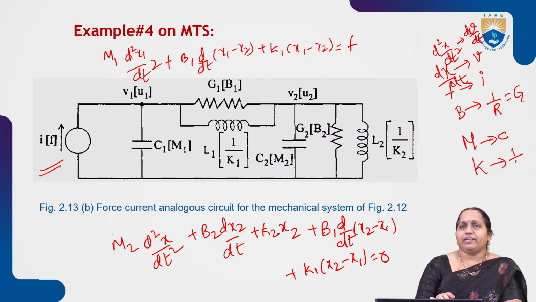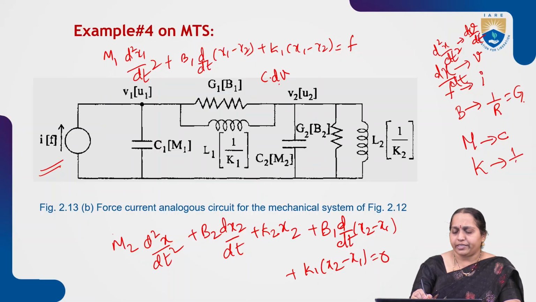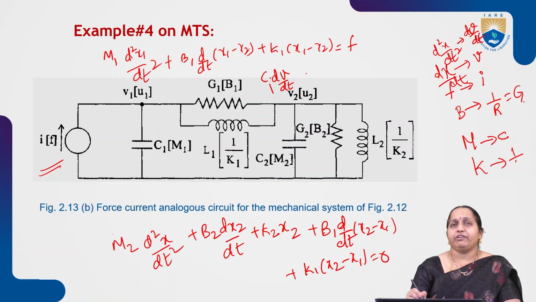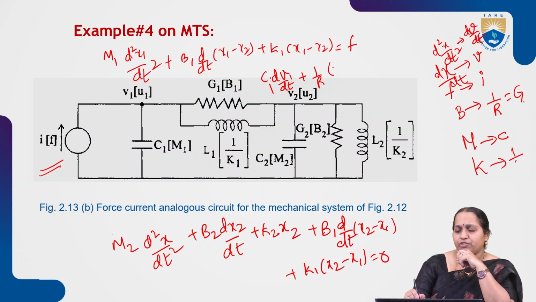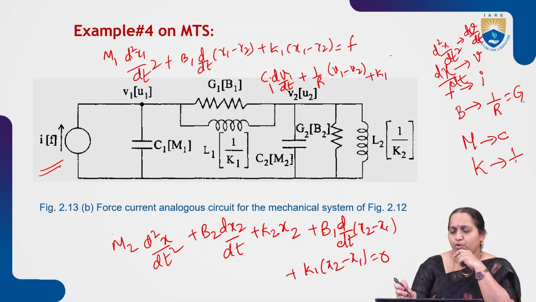If you write the equivalent equations, M into d square x by dt square becomes C dv by dt, so C1 into dv1 by dt plus B1. B1 is equivalent to G, that is 1 by R, so 1 by R into dx1 by dt, which is voltage V1. So V1 minus V2 plus K1, which is equivalent to 1 by L, so 1 by L, and x1 is nothing but integral of V.